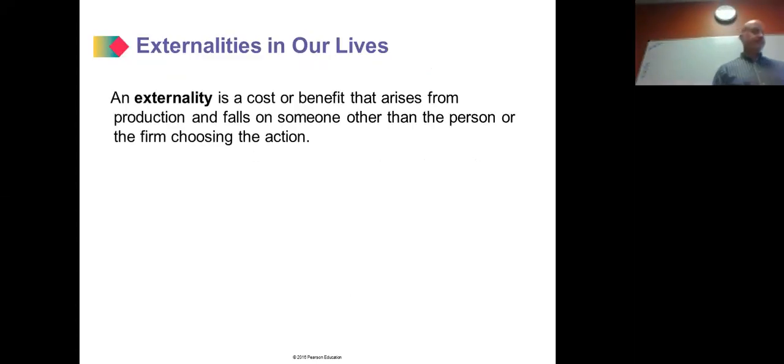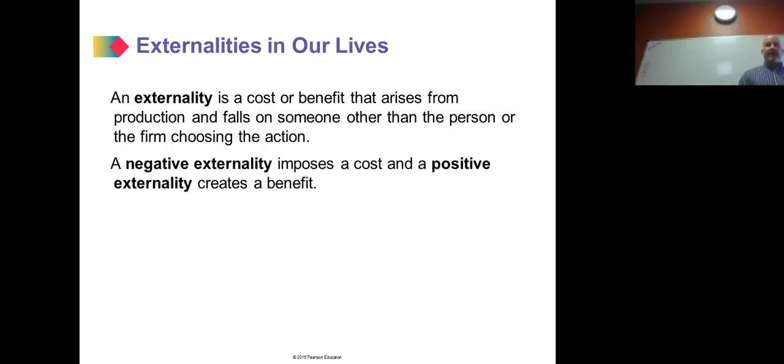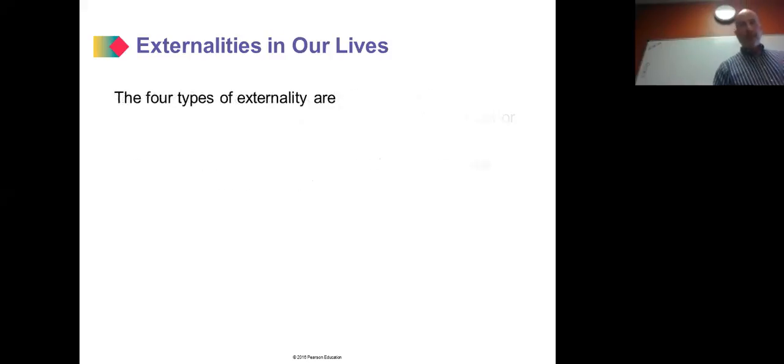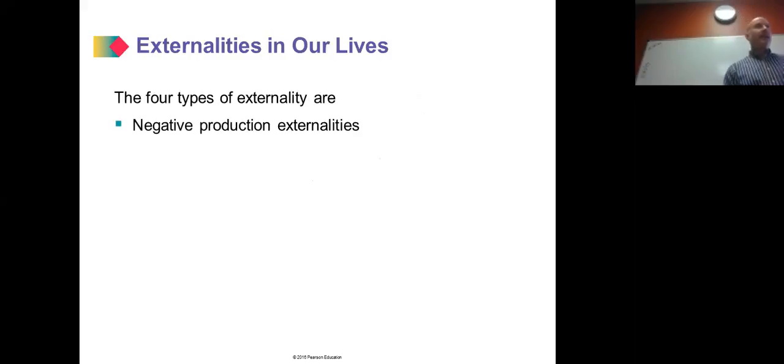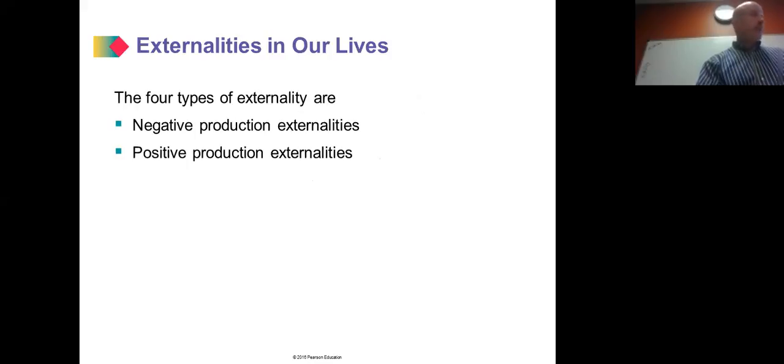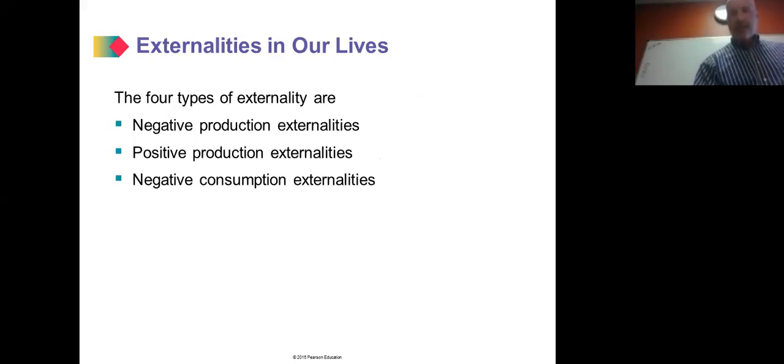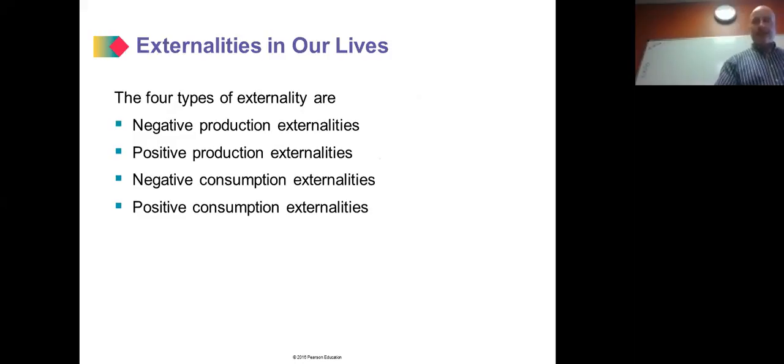So an externality, a cost or benefit that arises from production and falls on someone other than the person or the firm choosing the action. A negative externality imposes a cost, and a positive externality creates a benefit. But remember, there are two sides to this externality discussion. And the four types of externalities are negative production externalities, positive production externalities, negative consumption externalities, and positive consumption externalities.